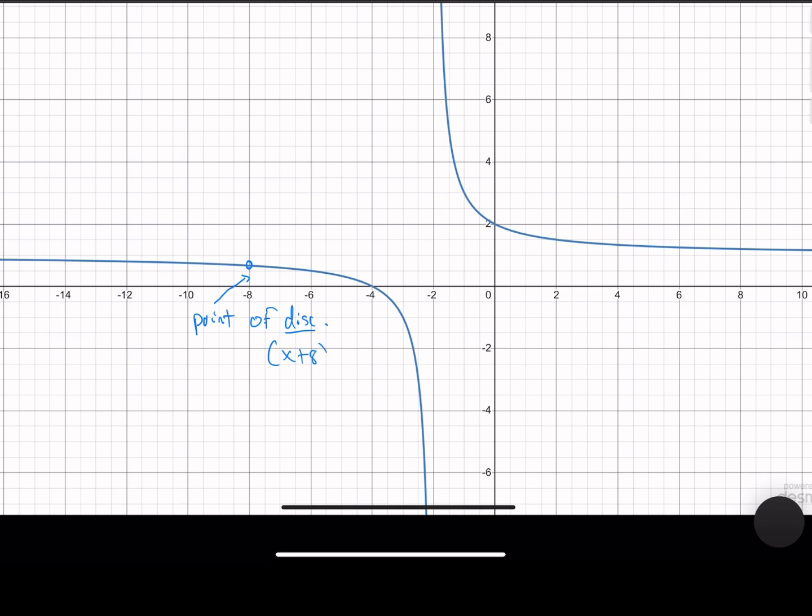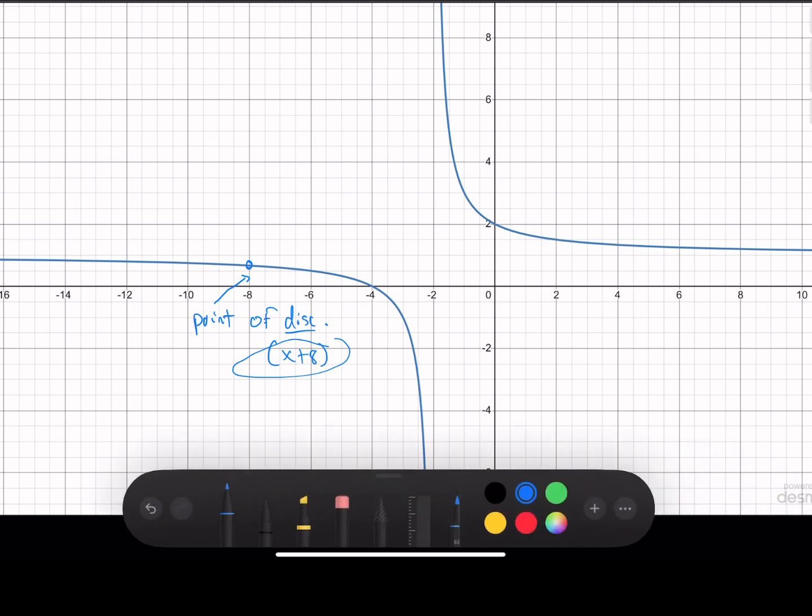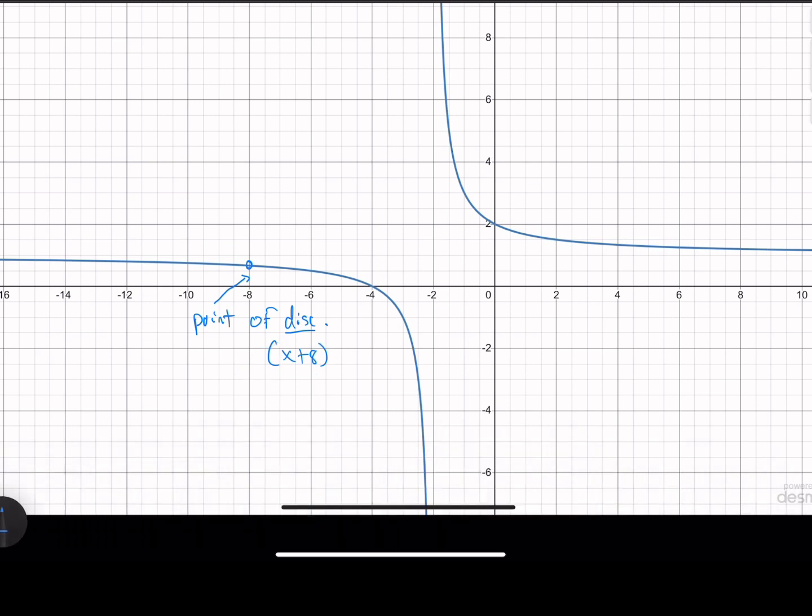plus 8. So what that means is that we know that x plus 8 must have been factored from the original equation. Now there's something else as well. We have an x-intercept here of x plus 4. Now that's important because from previous lessons, x-intercepts come from the numerator, whereas the vertical asymptotes come from the denominator. So we got x plus 4, and that's going to tell us something about the numerator.